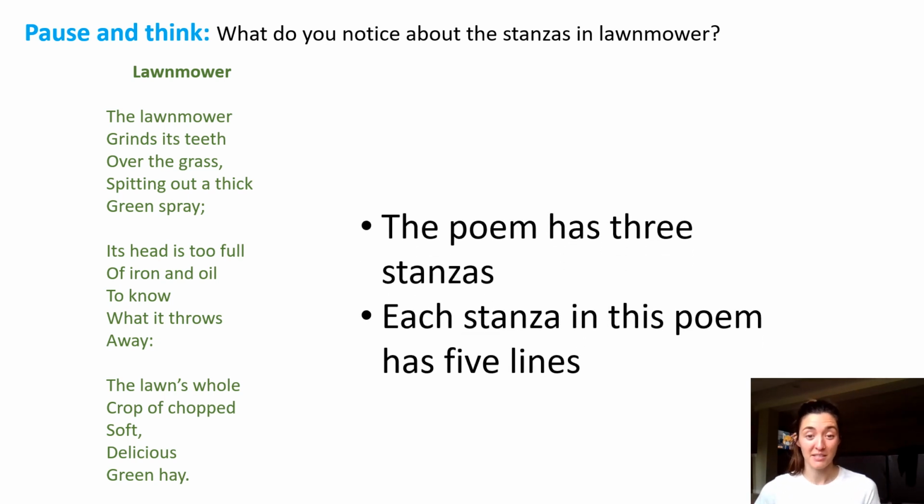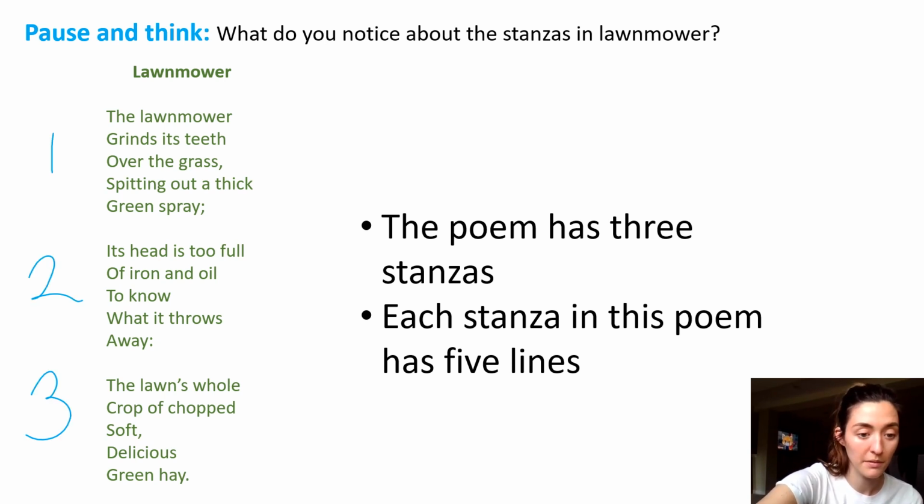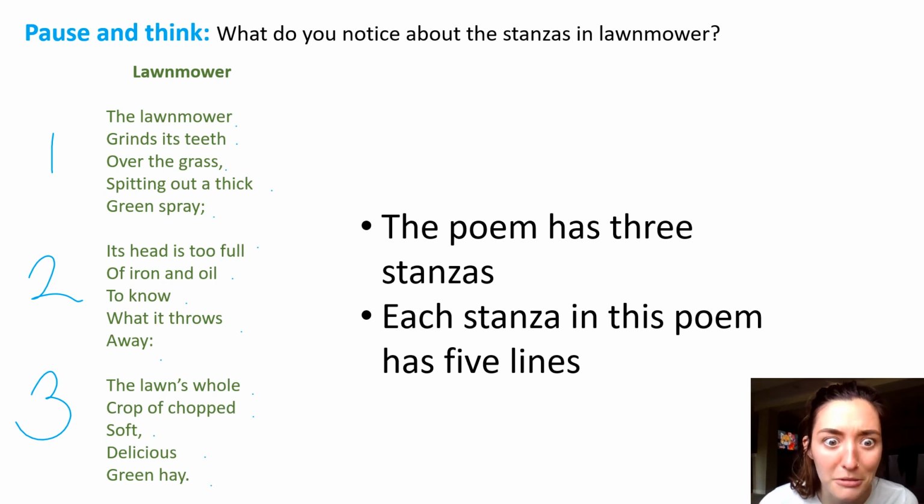Some things that you might have noticed is that the poem has 3 stanzas, right? 1, 2, 3. Each stanza in this poem also has 5 lines. 1, 2, 3, 4, 5. You can see those tiny little blue dots next to the lines. So in Lawnmower, the author decided to have 3 stanzas, and they decided to make these stanzas equal or even with how they look. You don't have to do that, right? You can have uneven stanzas too.